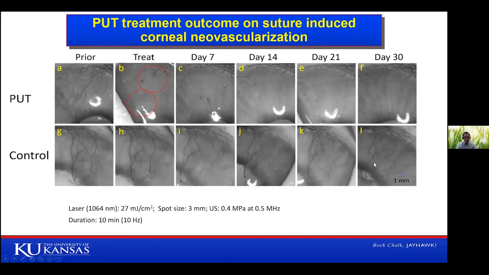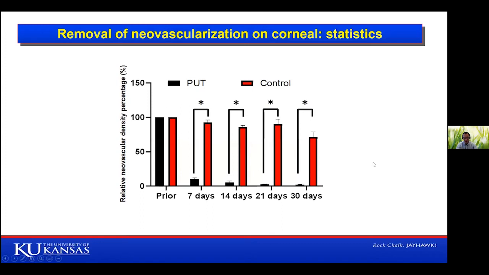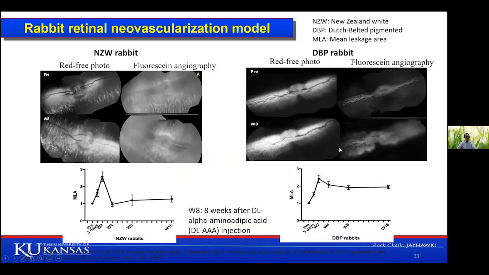Okay, so that is this part, and here are some statistics, because for the treatment we have to show statistical results that everything is significant. That was on the surface of the eye, the cornea. The endpoint is that we really want to work at the bottom of the eye. So we first created some new vascularizations at the retina, which is at the bottom of the eye.